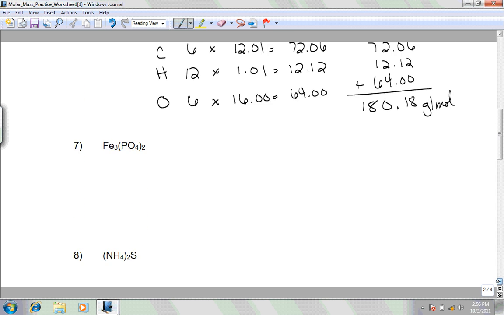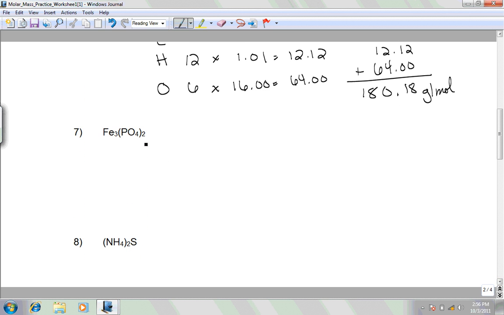Okay, number 7 is iron 2 phosphate. We have iron, phosphorus, and oxygen. This 2 only goes to what's inside the parentheses. So that means that there's only 3 irons. There's actually 2 phosphorus because of that 2 outside the parentheses. And there's 8 oxygens. So now we look on the periodic table.